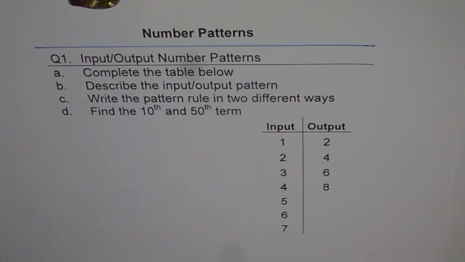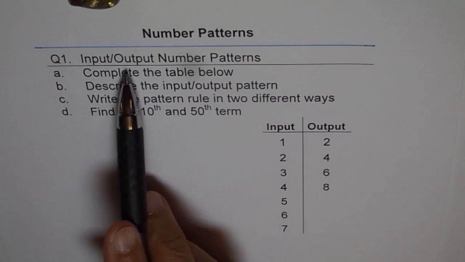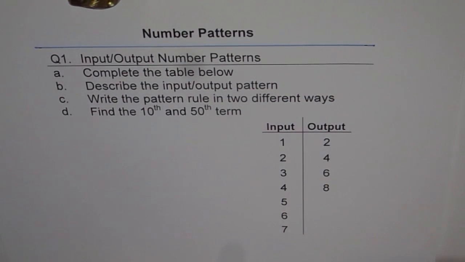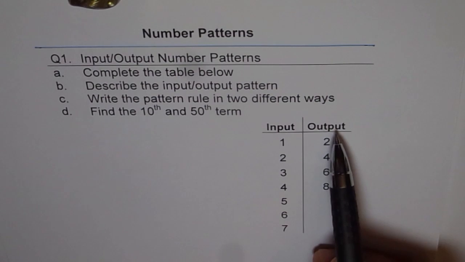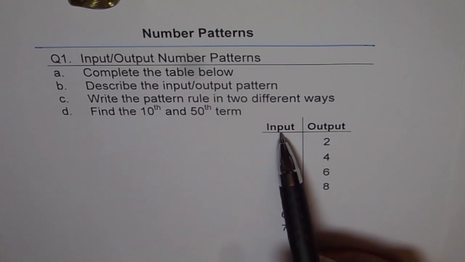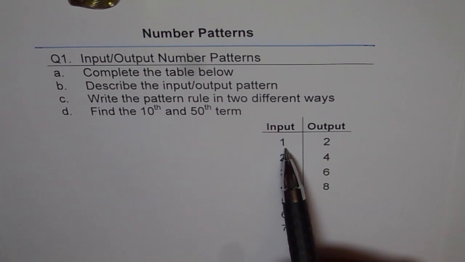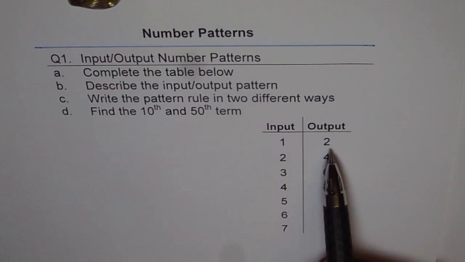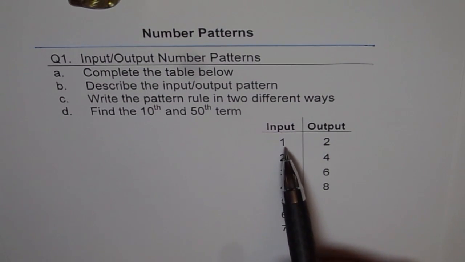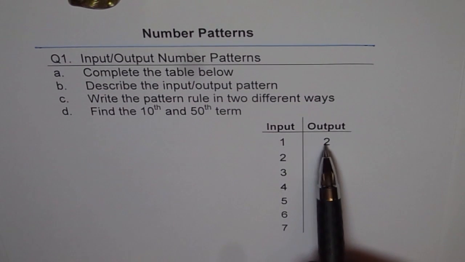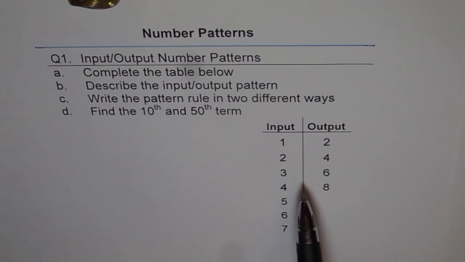Here is question number 1. Input-output number pattern. So these are all input-output number patterns. Let me explain what they are. In this, we give you a table where one column is input, the other one is output, right? When we say input-output number pattern, we are trying to figure out the relation between input and output. If one is input, output is 2. How are they related? This is what we are trying to figure out.